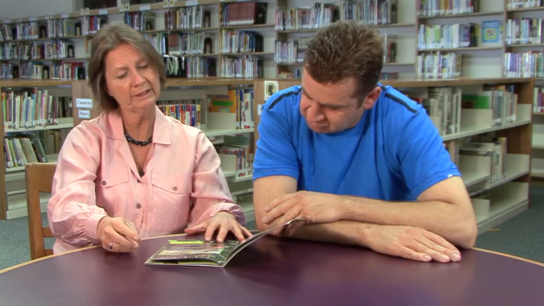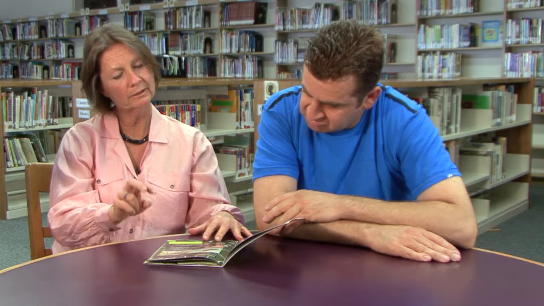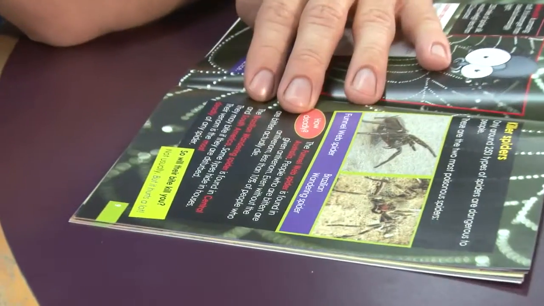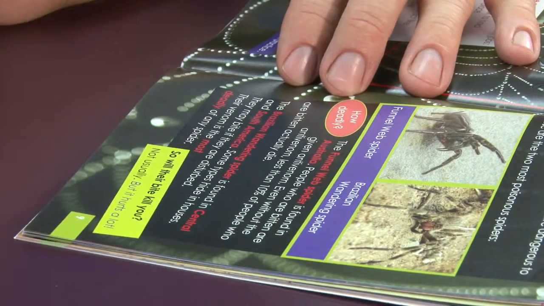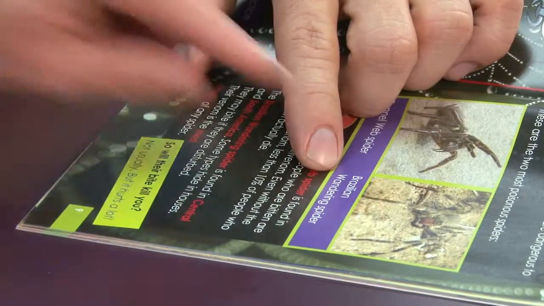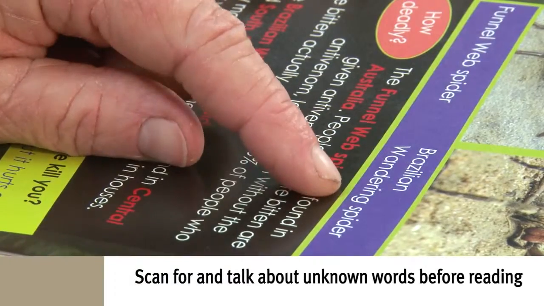So could you please now just scan page 9 and look for any words. What words pop out at you that you might not know the meaning of, or that you might not recognize? This word right here? Yeah. Wandering. Wandering spider. The Brazilian wandering spider. Do you know what wandering means?